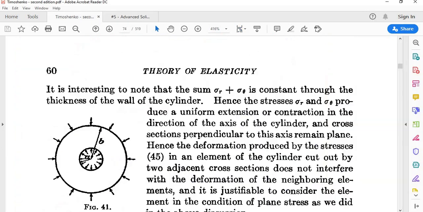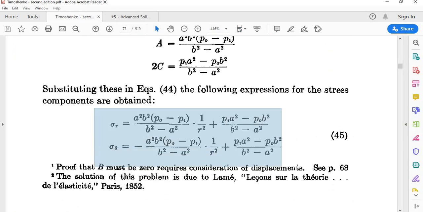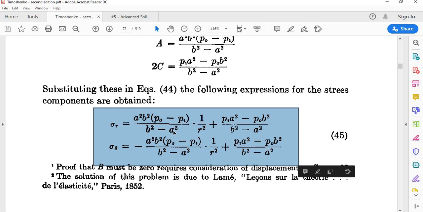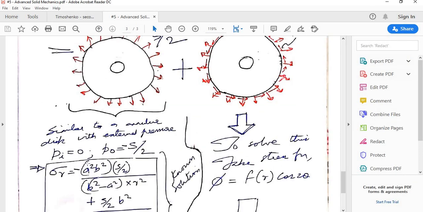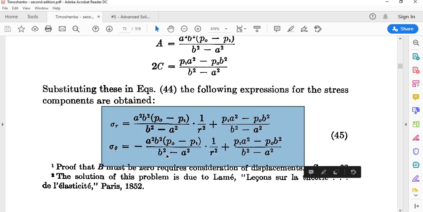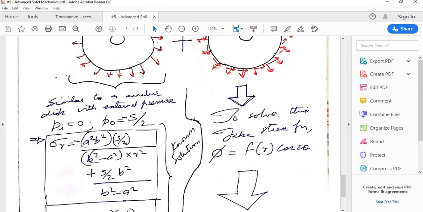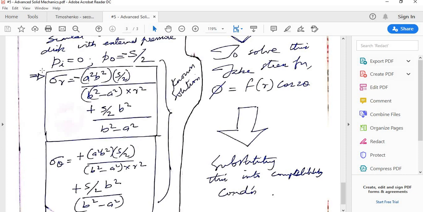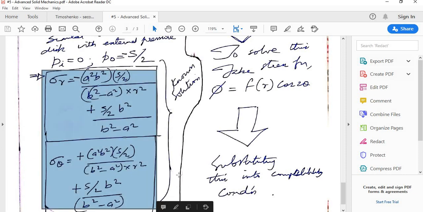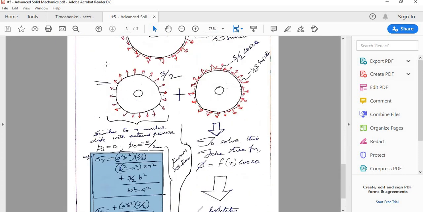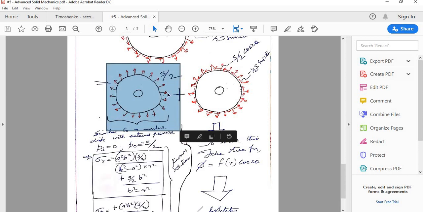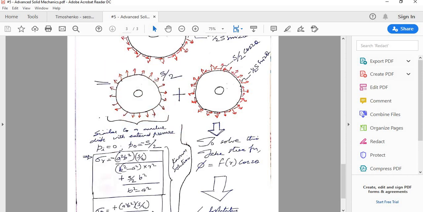Now the expressions for stresses are already there, so you substitute here: Pi is 0 and Po is minus S by 2. If you substitute that, sigma r and sigma theta simplify to these two expressions. So this is the solution of this part, where the external loading is independent of theta.